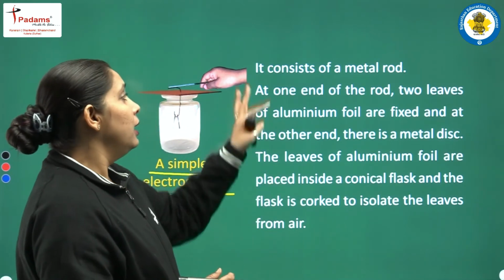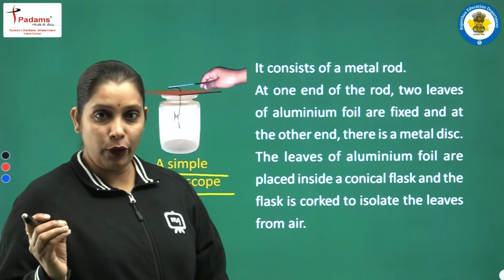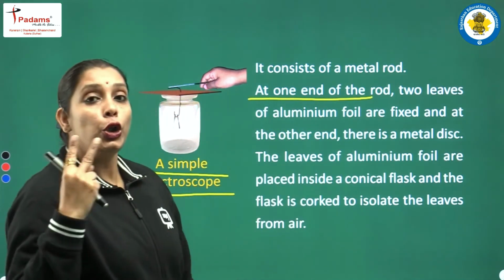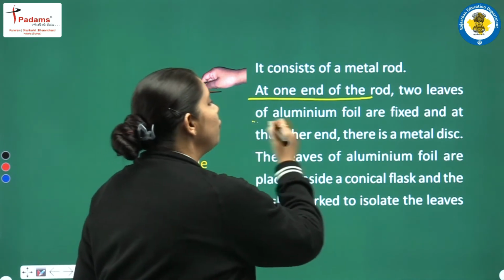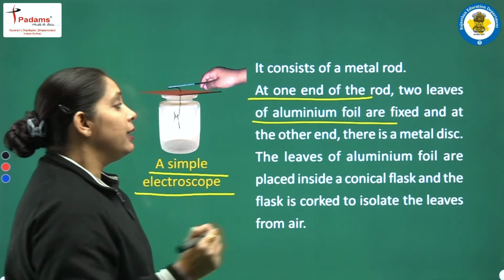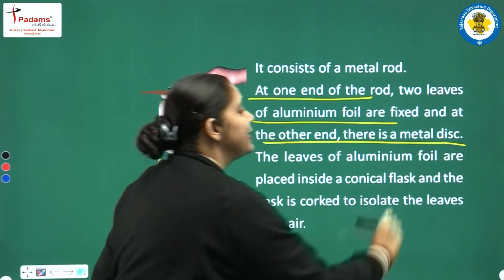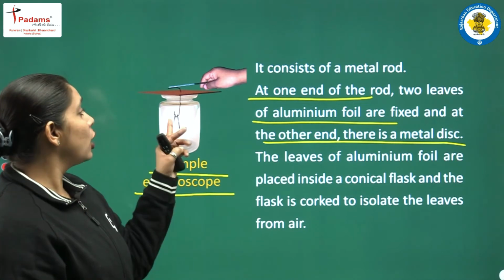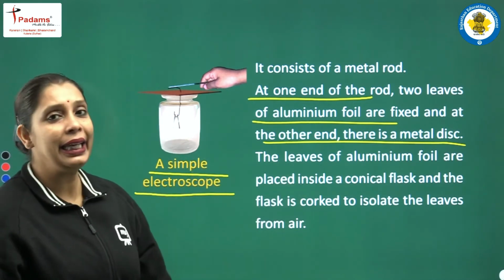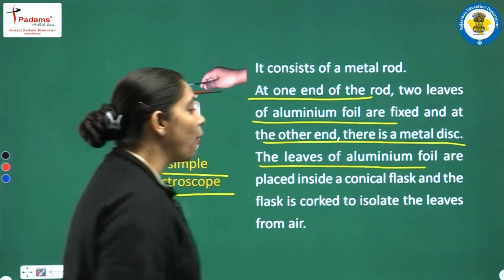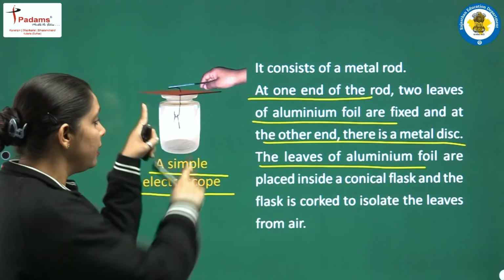Okay? It consists of a metal rod. At one end of the rod, two leaves of aluminium foil are fixed, and at another end there is a metal disc. Clear? Did you understand? What is at the other end? A metal disc. The leaves of aluminium foil are placed inside this flask.